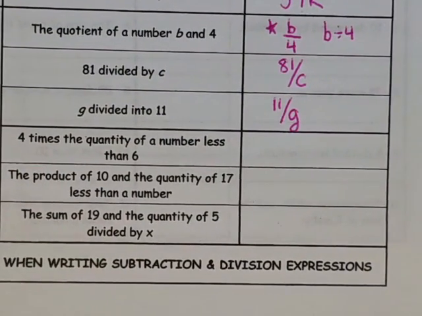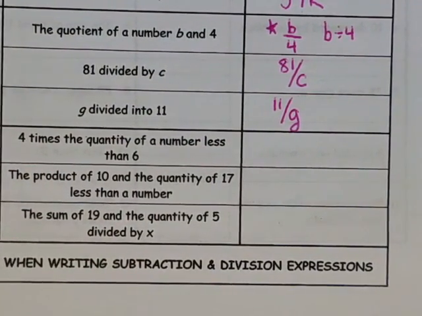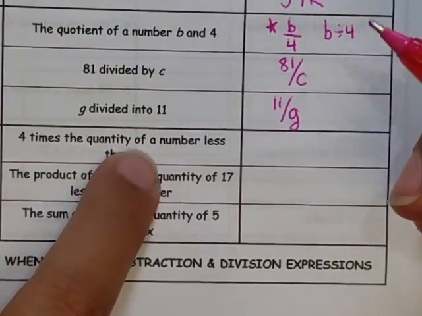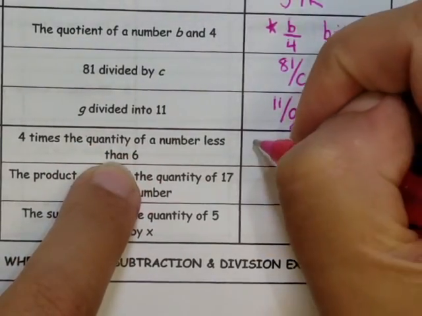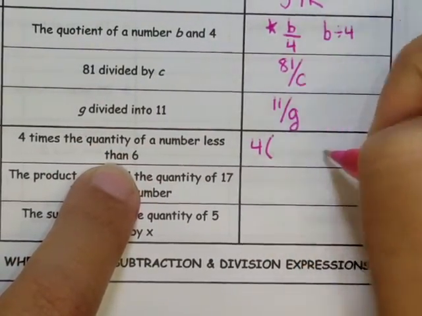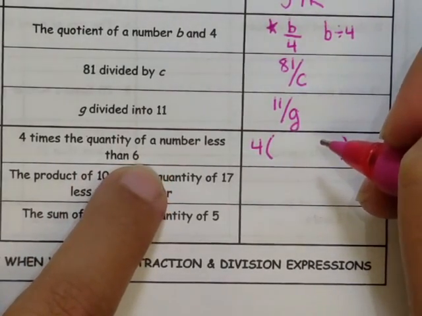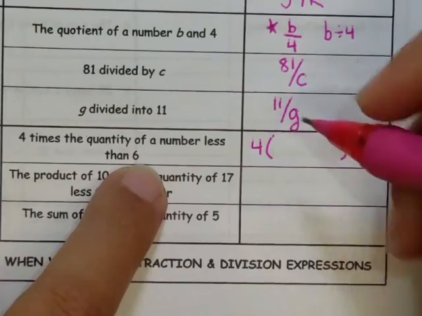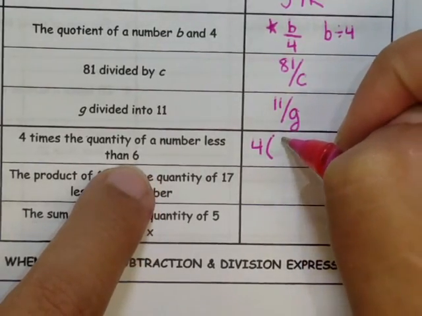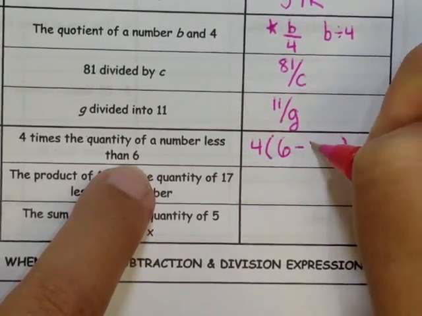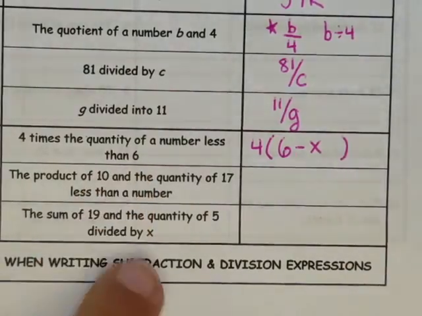Alright, next we're doing quantity. 4 times the quantity of a number less than 6. So a number less than 6, so 6 is given, and then we're taking a number away from it, so 6 minus x.